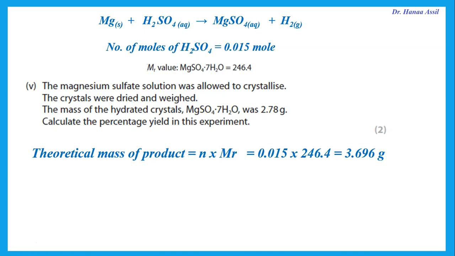Now, how much did they get? They got 2.7. The percent yield is the mass obtained over the theoretical mass which we got from the calculation. That's what they should have obtained, times 100. That gives the percent yield.